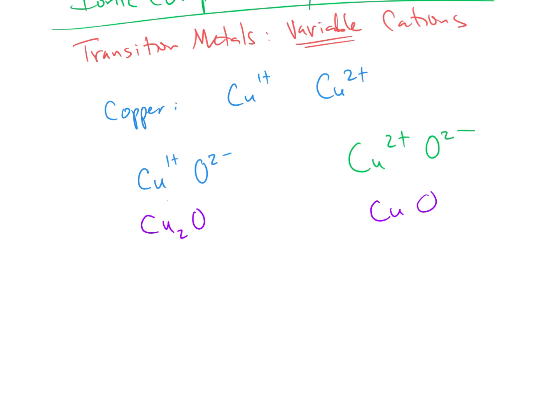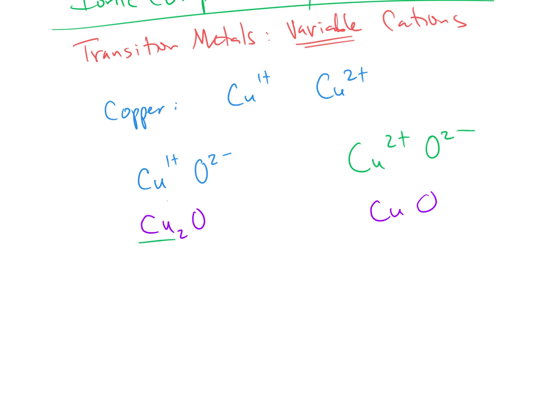So we have different names. Once we know the charge, we do the same thing: cross them and simplify, right? That didn't change. But when we name ionic compounds with transition metals in them, we have to include what the charge is. So here's how we do it.